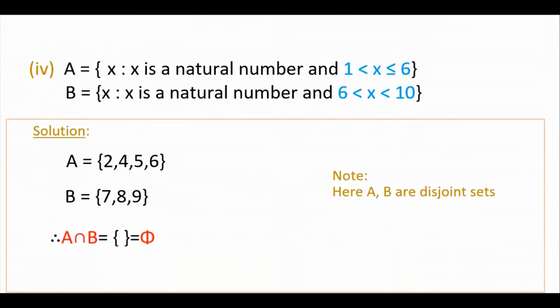Next one is the fourth one. A is {x : x is a natural number and 1 < x ≤ 6}. So write here in a roster form {2, 3, 4, 5, 6}. These are the elements here. And in B set, 6 < x < 10. Between 6 and 10, the numbers are 7, 8, 9. So if you see the common elements, there are no common elements here. So A intersection B is equal to an empty set, no elements. So it is an empty set. Here we just learned that if A intersection B is equal to an empty set, those sets are called disjoint sets.